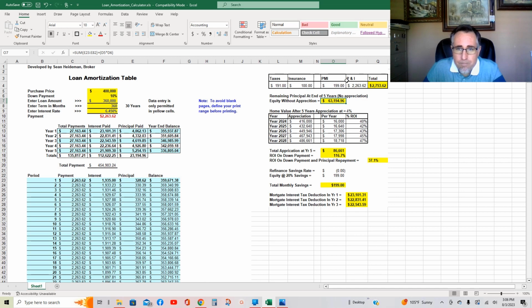So let's say the first 5 years there's no appreciation at all in the market, and you just paid down the principal. So after 5 years, by paying down the principal, you'd have $63,194.96. This also includes your down payment of $40,000.